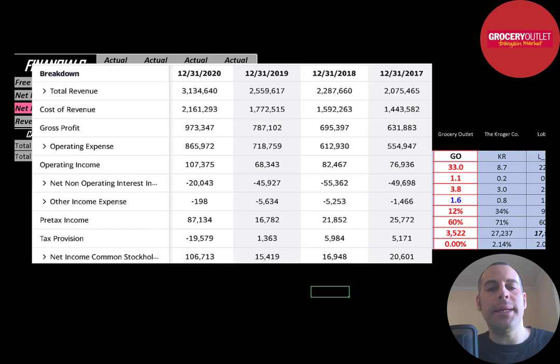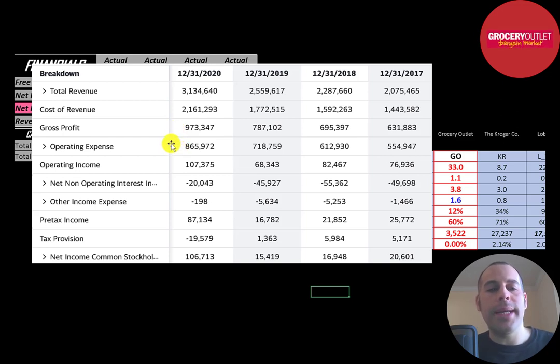This is the company's income statement. The top line is the revenue, the sales. Below that is the cost of revenue. These are the expenses directly related to generating the revenue. An example is the cost of labor. The difference between those two numbers is their gross profit. That's growing each year up to $1 billion in 2020.